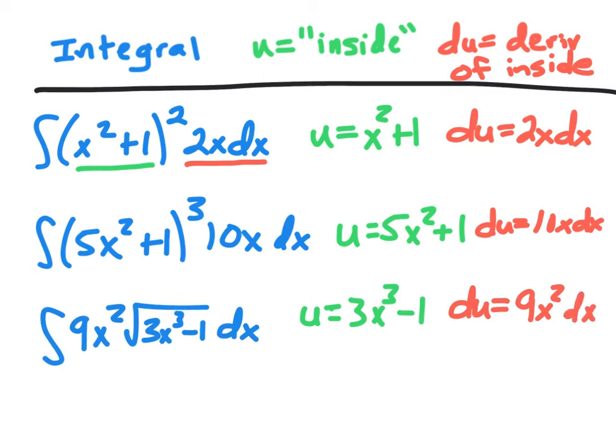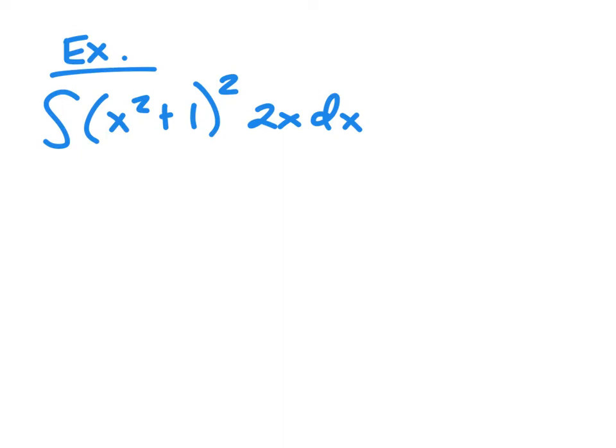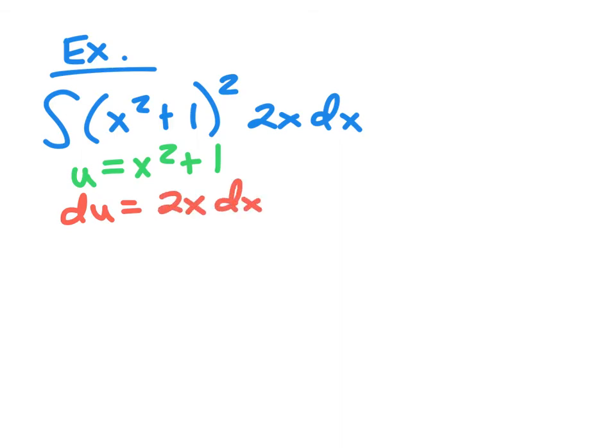So now that we've broken apart the layers and tried to see how these all fit in, I want to actually go back and integrate each of these now. So the first one we looked at was (x squared plus 1) squared times 2x dx. And we said that u was going to equal x squared plus 1, and then du was the derivative of u, which went to 2x dx. Now all I want to do is substitute that back into the original problem, get something that's easier to integrate, and then actually integrate it.